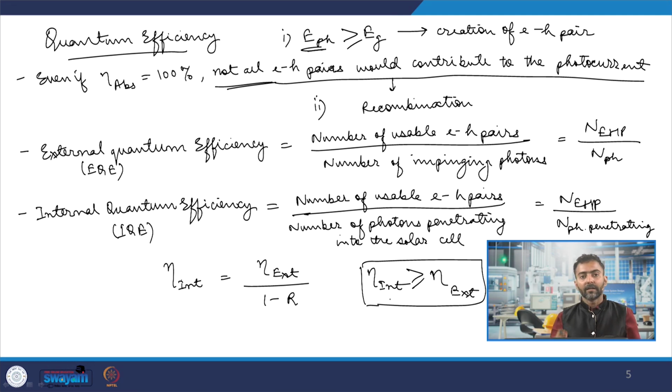One option is that I can increase the external quantum efficiency. The second way is that, let us say, I increase the reflection. So, if I increase R, as you can see here, and make R as 0.2, then the internal quantum efficiency becomes 5 by 4 times the external quantum efficiency. On the other hand, if I increase R further and make R as 0.5, 50% reflection happening, then eta internal would be 2 times eta external.